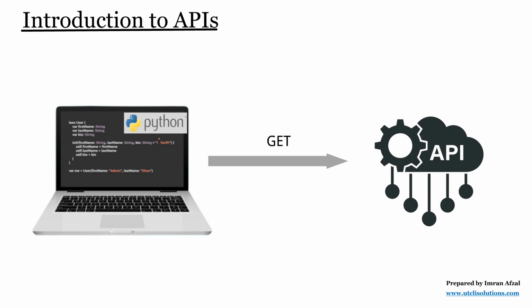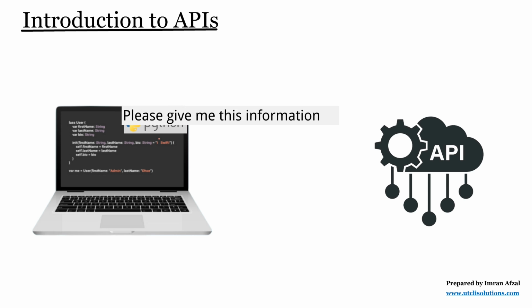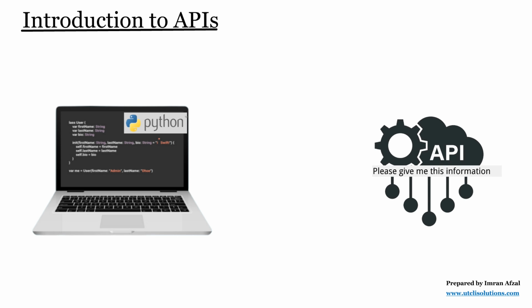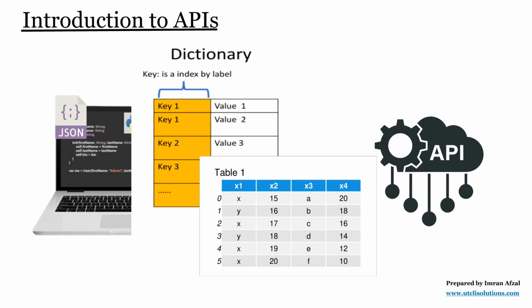When you send a GET request using Python to an API, you're basically saying, please give me this information. And when the API receives that request, it checks what you asked for, prepares the data, and sends it back, often in a format called JSON. JSON looks like a dictionary or a table. It's made up of keys and values.